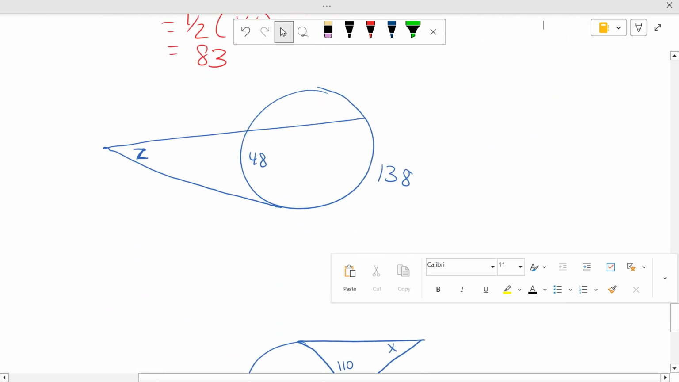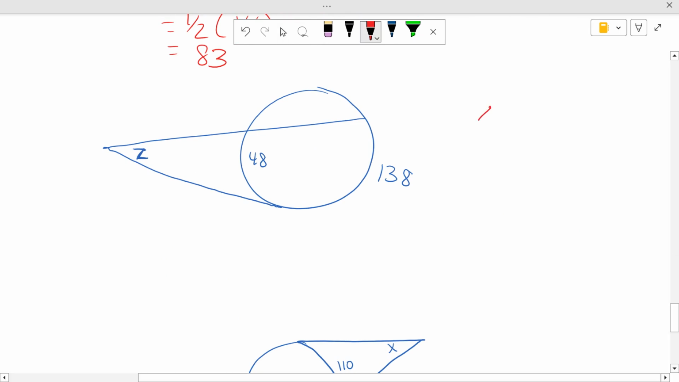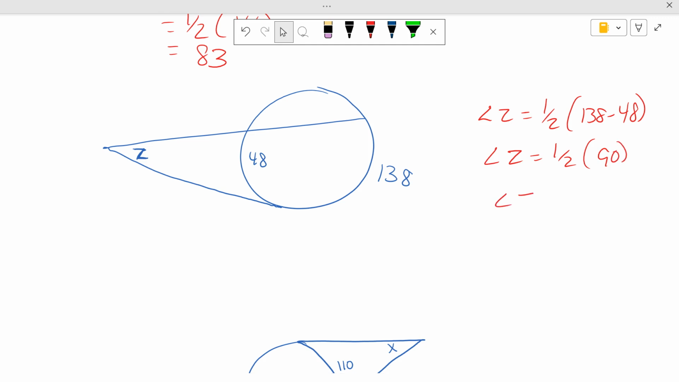Okay? If the angle's on the outside of the circle, instead of adding, we subtract. So angle Z equals 1/2 of the big arc minus the little arc. Angle Z equals 1/2 of 90. So angle Z is 45.